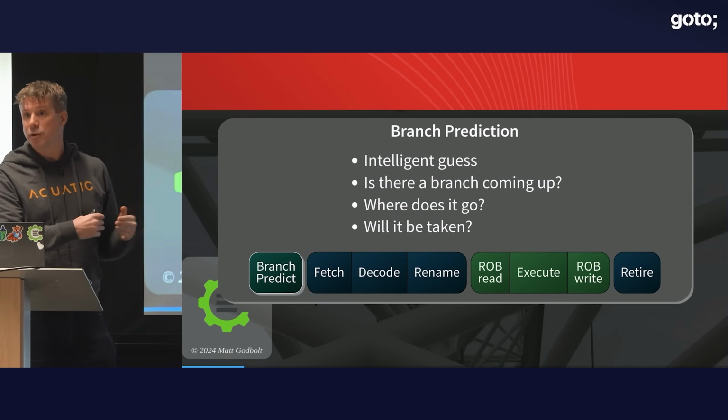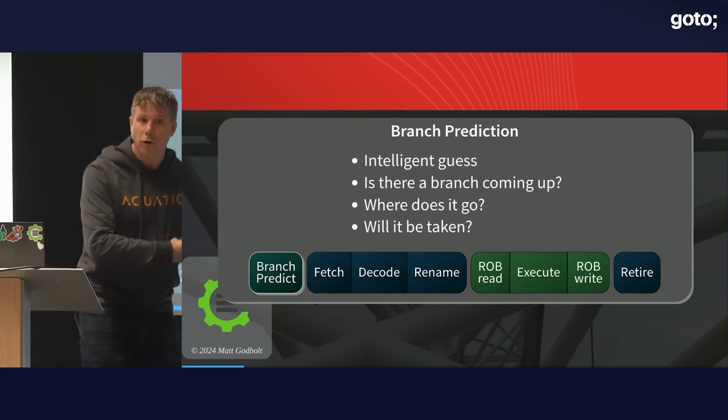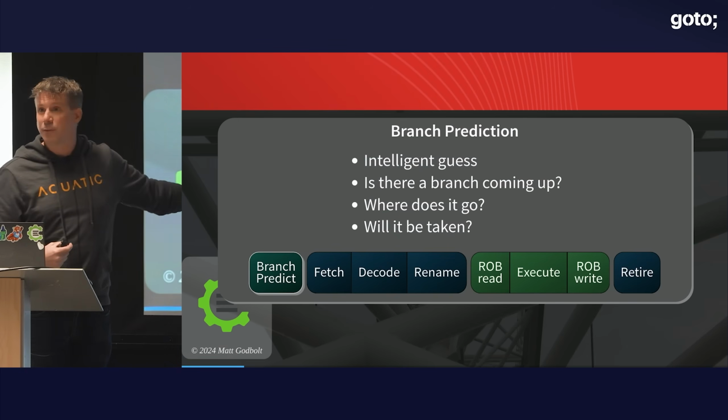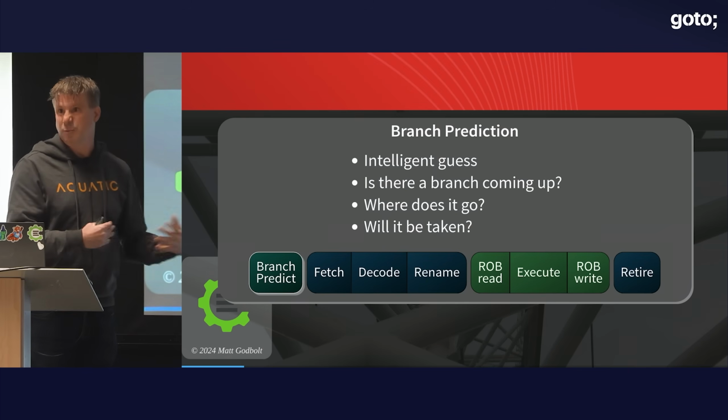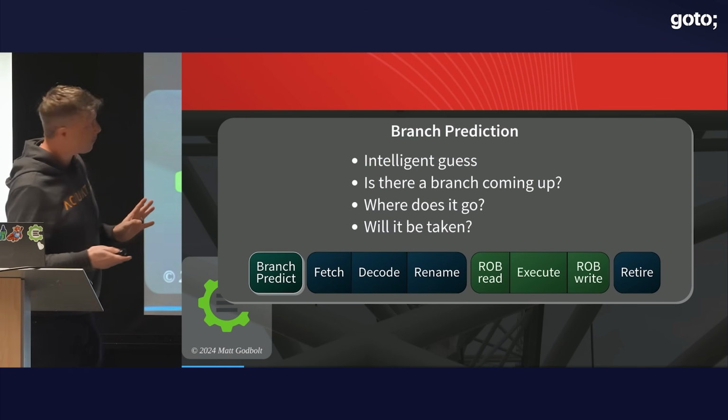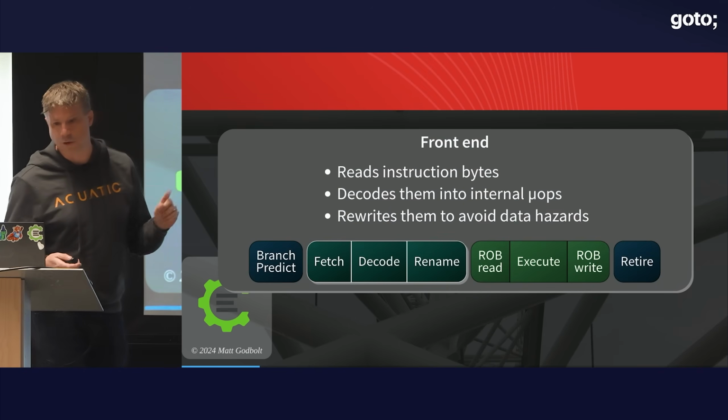And every time a branch gets hit, we aren't throwing away all of the work that's on the production line. The work was actually correct. But we also have to accept that sometimes we get it wrong, in which case, yes, we still need to throw some of that work away. But if we don't get it wrong too often, that's not such a big deal. I will talk about how that branch prediction works in a second.